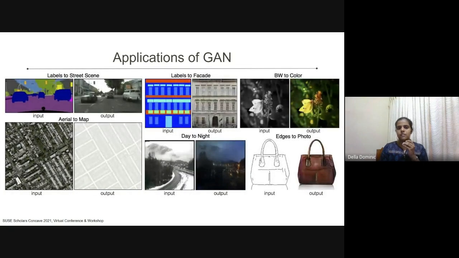Few other examples of image to image translation are labels to street scene, labels to facade. As you can see, labels are provided and the facade of the actual image is generated. Also, black and white to color image is another example of image to image translation. Similarly, aerial to map image translation, day to night, edges to photo, etc. There are actually a lot. You can translate between apples and oranges, and also translate summer photographs to winter photographs, etc.